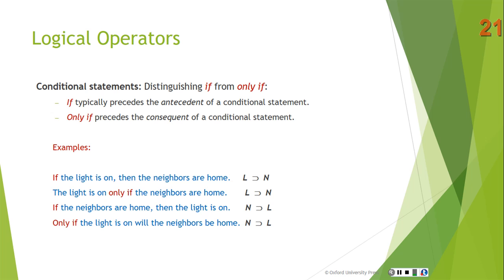Only if the light is on will the neighbors be home. The light is on in this case is the consequent, so we represent it with L and put it after the horseshoe. The neighbors will be home is the antecedent. We represent it by N and put it before the horseshoe.